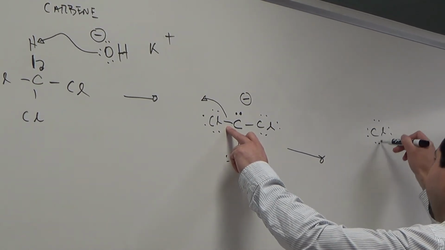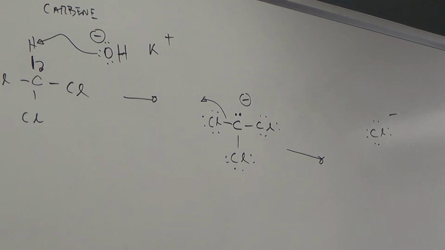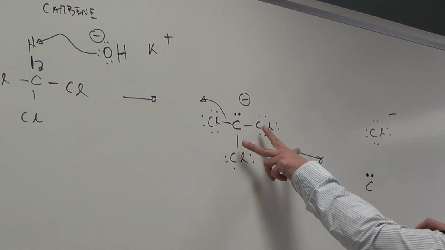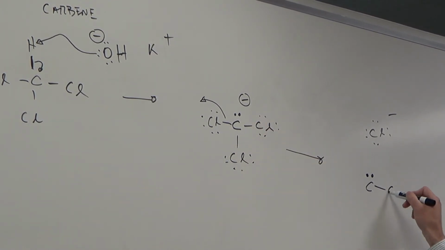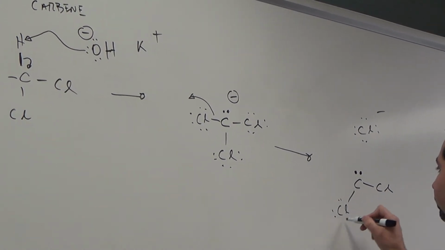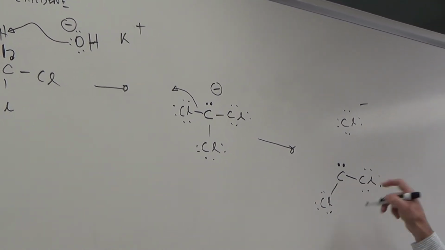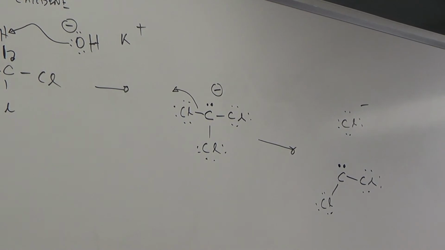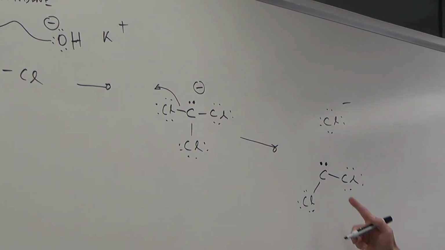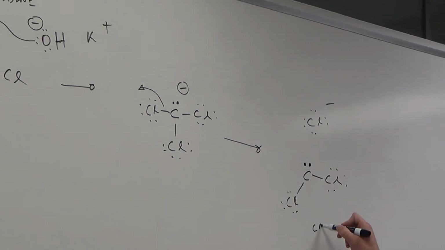Cl minus, yes? And this carbon here that had two electrons now has bonds to what? Chlorine and another chlorine. What is the formal charge on this carbon? Neutral. It's neutral. That's right. And this is called a carbene.